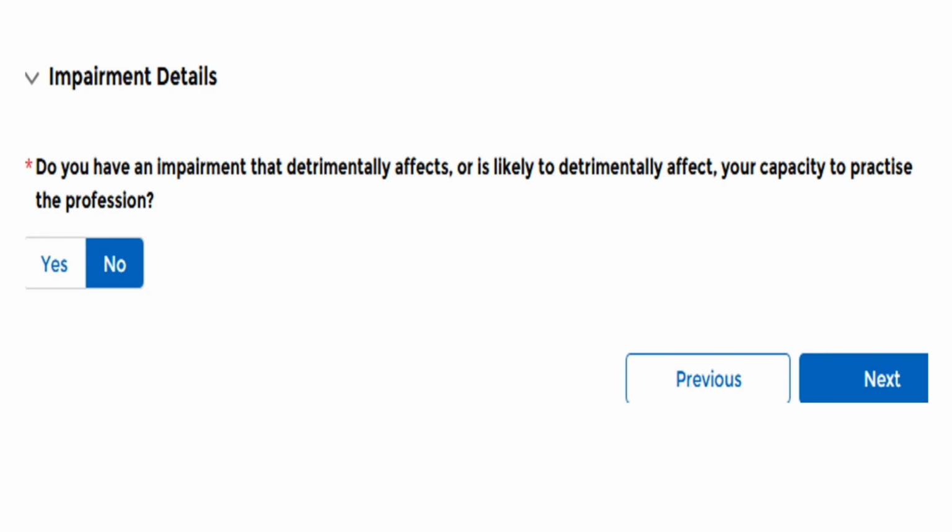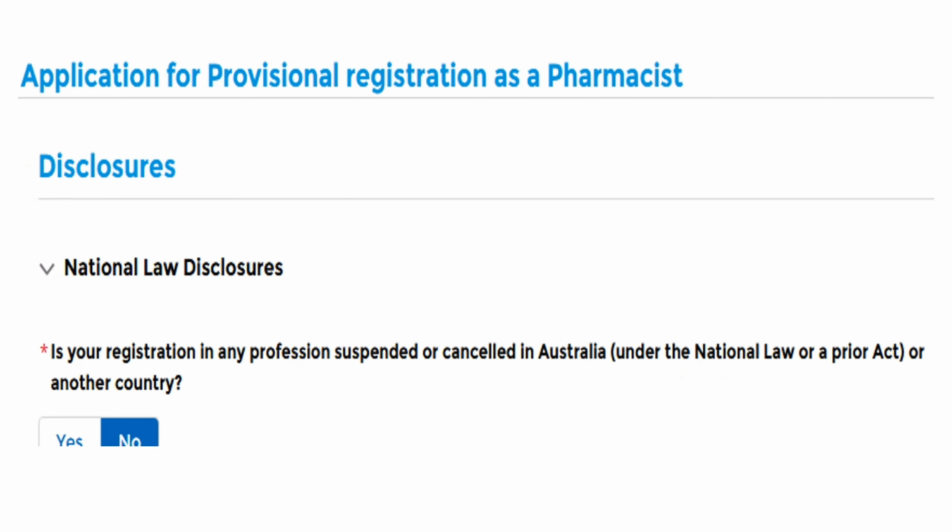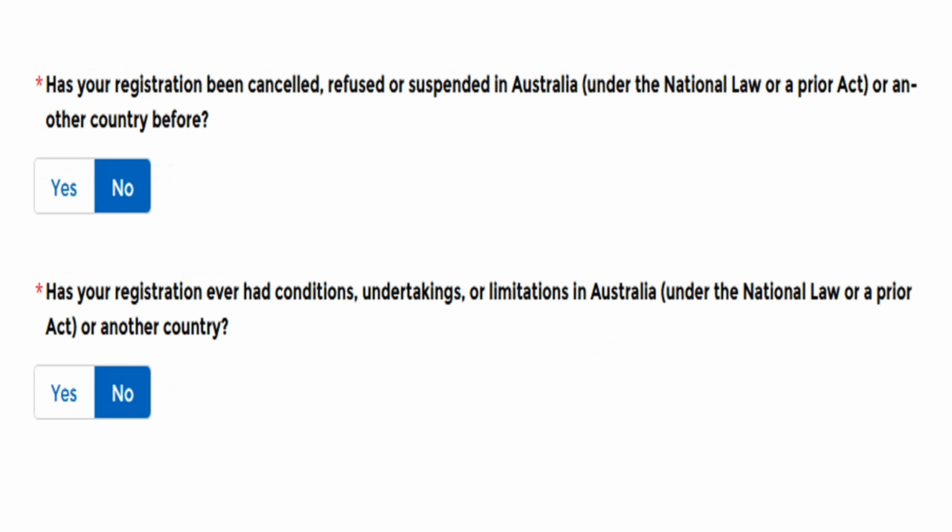The next one is disclosures. This is mainly the national law disclosures. Is your registration in any profession suspended or cancelled in Australia or any other country? If you have, you want to choose yes, or otherwise no. The next one is, has your registration been cancelled, refused, or suspended in Australia or any other country before? Whatever yours, as per that you want to fill out this one.